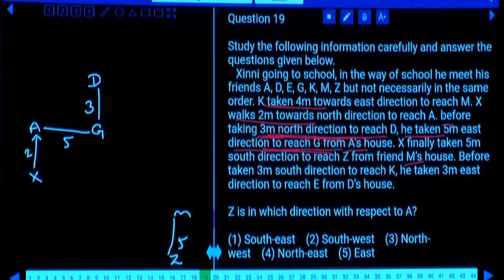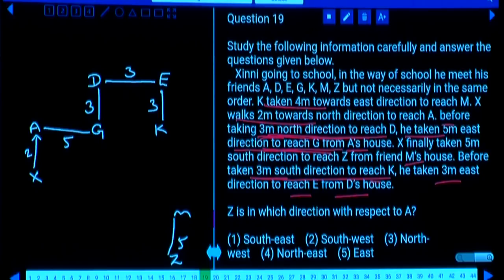Before taking 3 meters south to reach point K, he takes 3 meters east direction to reach E from D's house. From D's house E is how many meters? From D's house E is 3 meters. As E is 3 meters, now this K is what? K is 3 meters to the south of E, 3 meters south direction to reach K, isn't it?